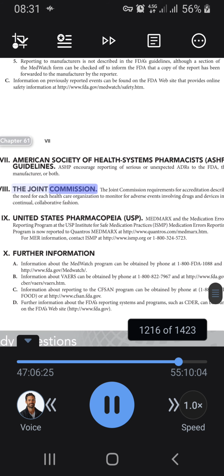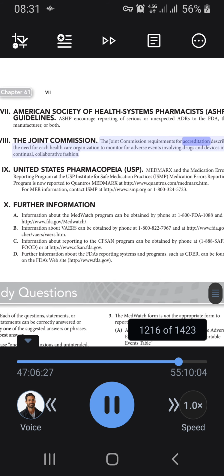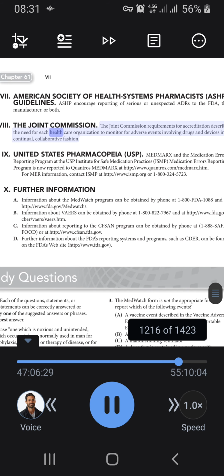The Joint Commission. The Joint Commission requirements for accreditation describe the need for each healthcare organization to monitor for adverse events involving drugs and devices in a continual, collaborative fashion. United States Pharmacopoeia, USP.